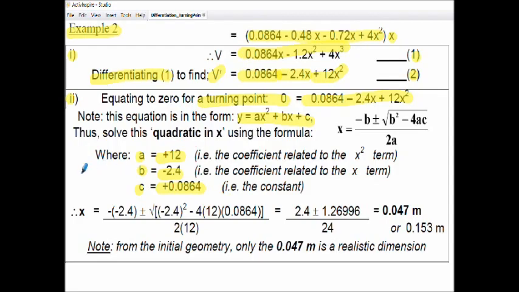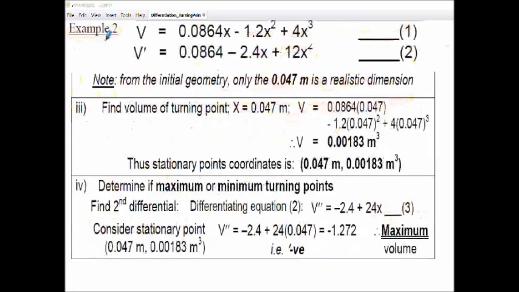And then when you put them into the quadratic equation, don't forget you get a double negative because of the minus b, and in this case we have a minus 2.4. And don't forget when you square a negative, you get a positive value for the b squared there. If you do the arithmetic on that, you get a value of 0.047 meters as one solution from the quadratic. But don't forget there's always two solutions, and we get 0.153 meters also. In this case, from the practical context of the question, only the 0.047 meters is a realistic value. We cannot use the 0.153 meters in this case.